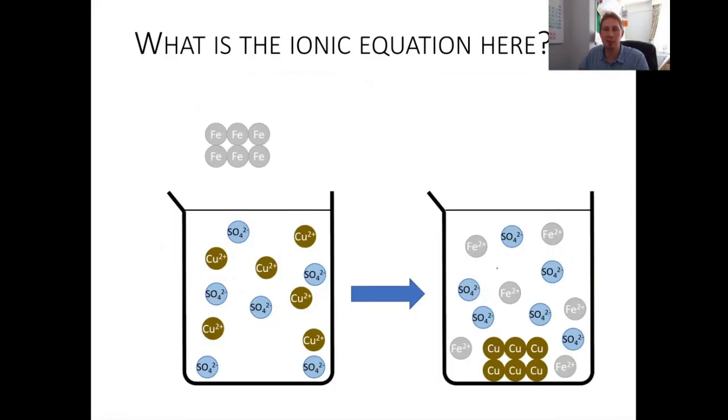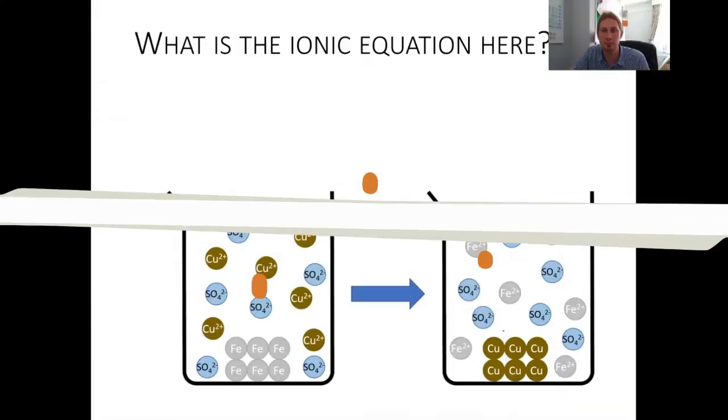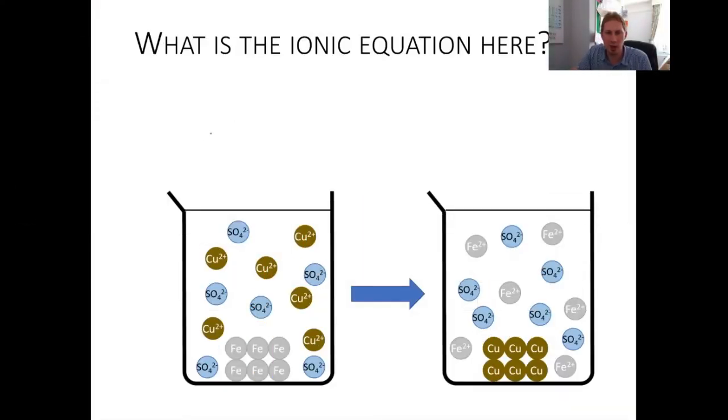I'm going to put some iron into some copper sulfate solution, and after a while I end up with iron sulfate solution and copper. What's going on? Pause the video, see if you can write that ionic equation. Well, again, what I hope you realised is that the sulfate ions have done nothing. And that's it, actually.